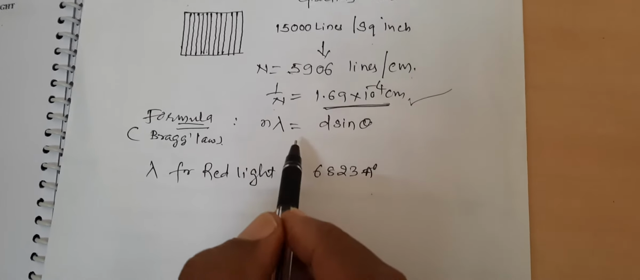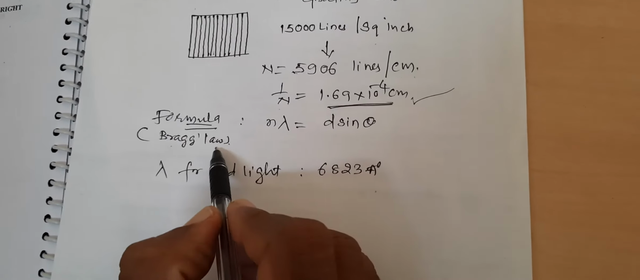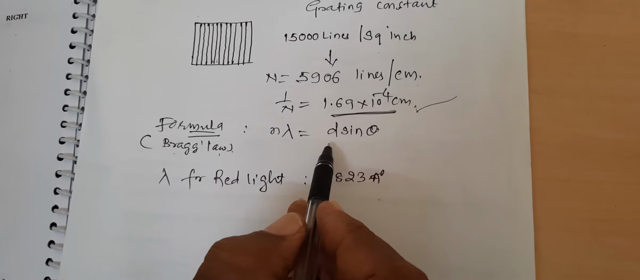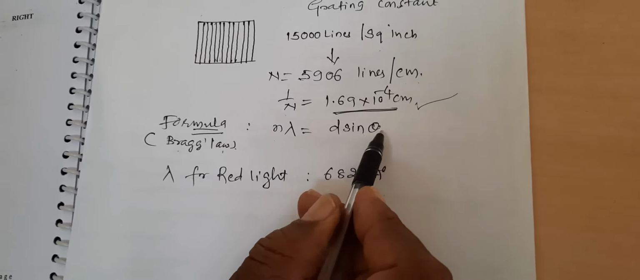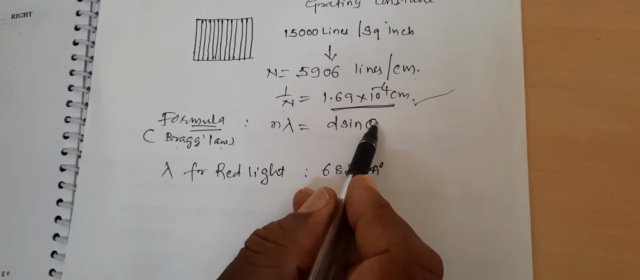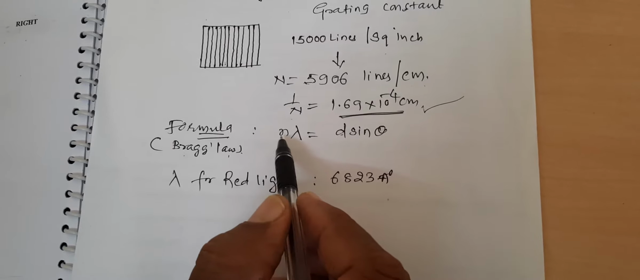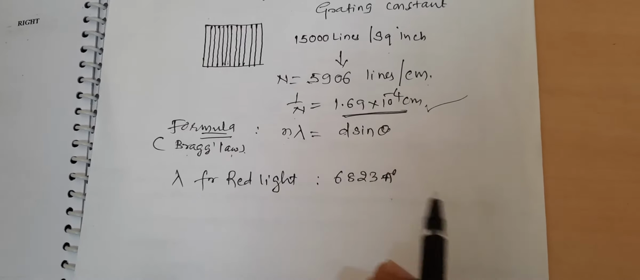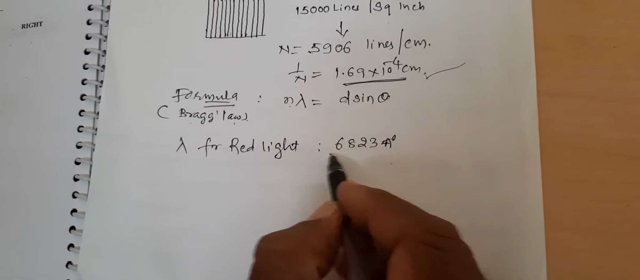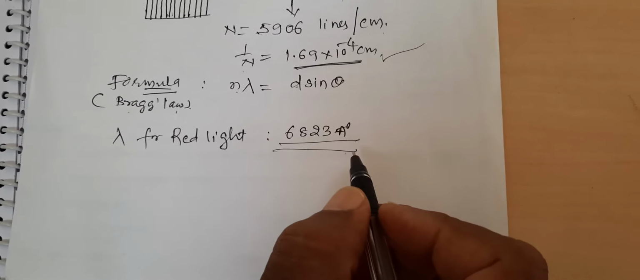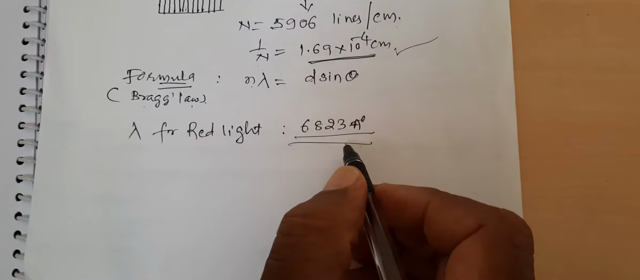Now to find the wavelength, we use the formula called Bragg's law. The formula is n lambda is equal to d sin theta. Here theta is the angle of deviation, d is the constant, lambda is the wavelength, and n is the order: first order, second order, and so on. For the red light of the laser, the standard value for the wavelength is 6823 angstrom.